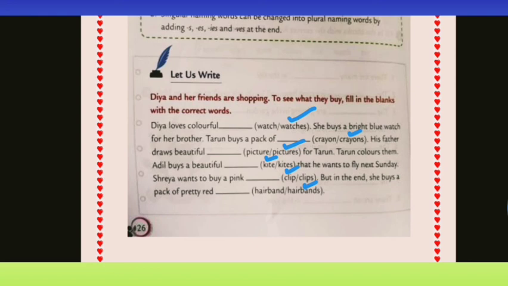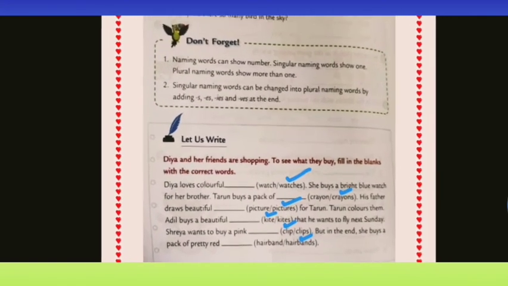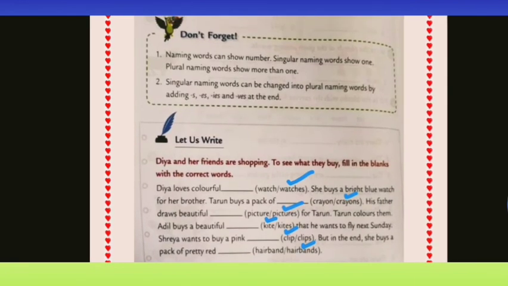Hairband or hairbands, it is a pack of, students. Pack or packet, I told you. With this, it will come the plural form. So it will come hairbands. She buys a pack of pretty red hairbands. Students, I hope the difference between singular and plural noun is clear to you all.